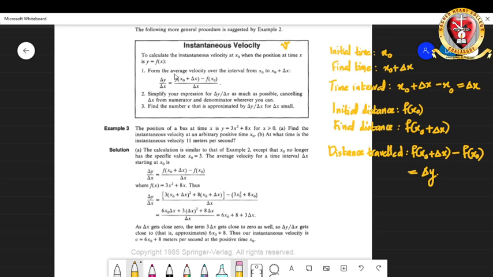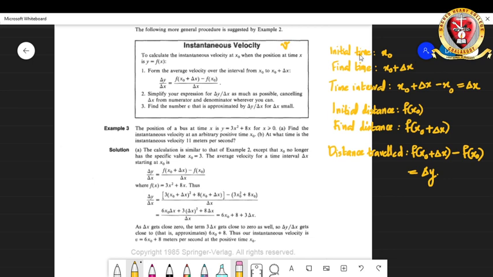Then we formed the average velocity over the time interval from x naught to x naught plus delta x to be equal to delta y divided by delta x, which is equal to f of x naught plus delta x minus f of x naught, the whole divided by delta x.